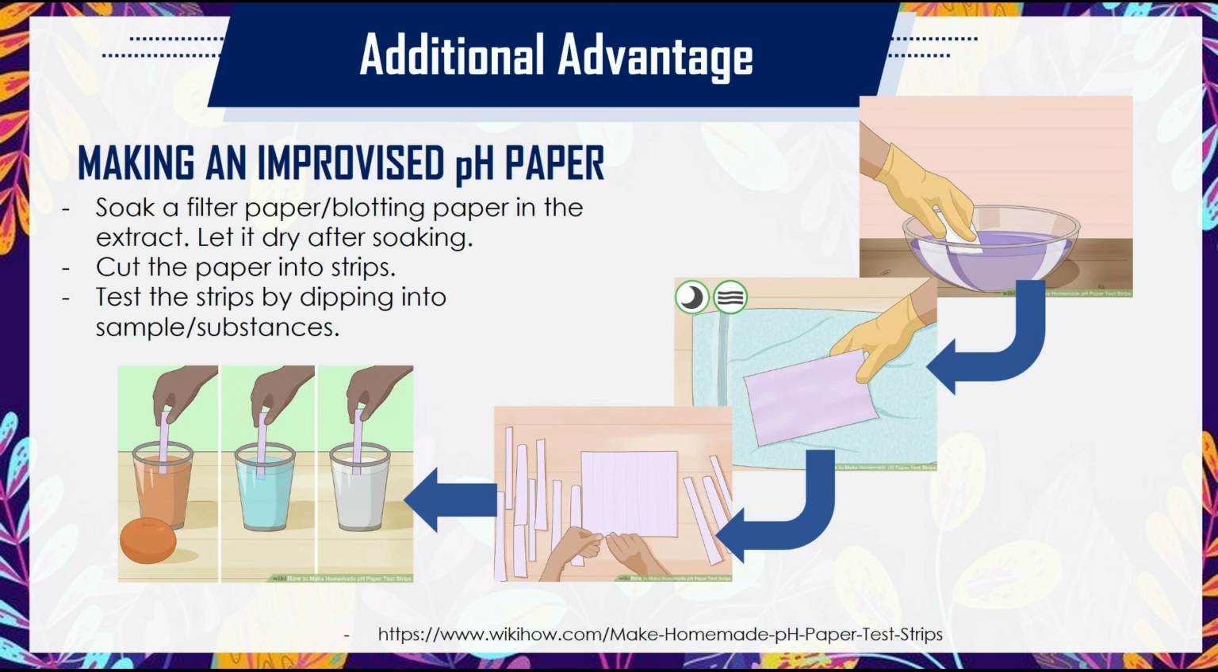As an additional feature and advantage of the natural pH indicator, it can actually be innovated into pH papers. Soak a filter paper or blotting paper in the extract. Let it dry after soaking. Cut the paper into strips and test the strips by dipping into sample substances. There might be changes in the color of the paper strips depending on the acidity and basicity of the material where it is dipped.